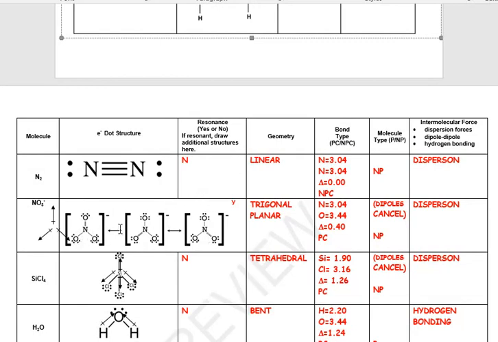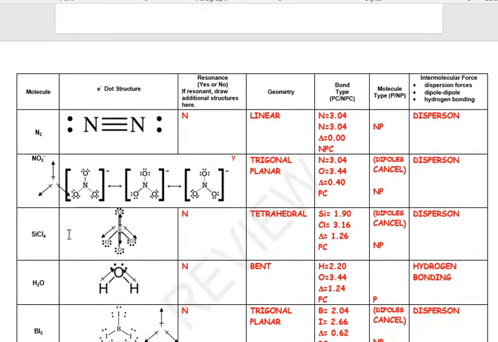It has 3 structures, brackets and charge for a polyatomic, double-sided arrows to separate the resonance structures, trigonal planar, polar covalent, non-polar covalent for the molecule type, dispersion for intermolecular forces. SiCl4 can be drawn like a plus sign.